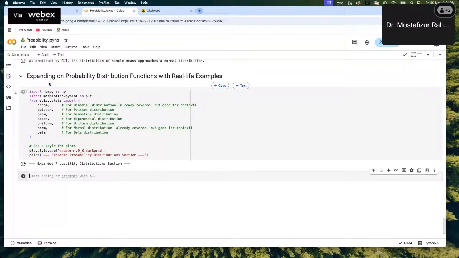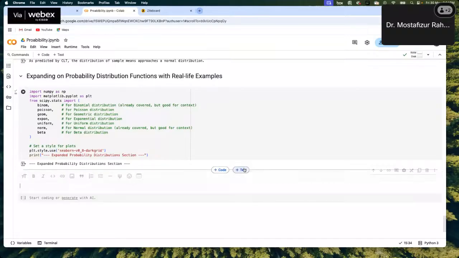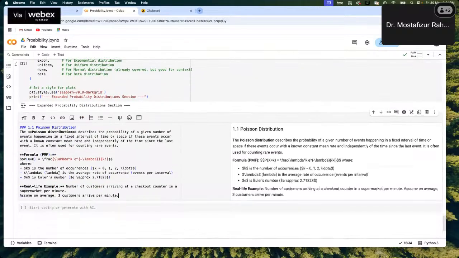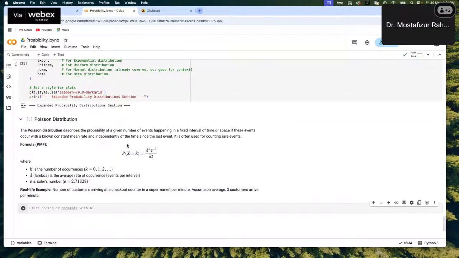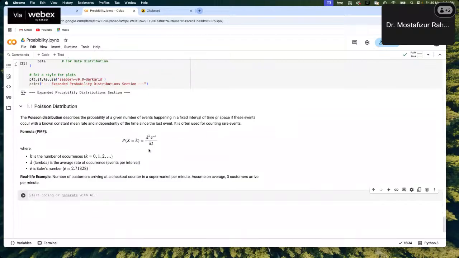So again, I call all these distributions. Let's understand something called the Poisson distribution, which I think is one of the most important in network theory and daily life examples.